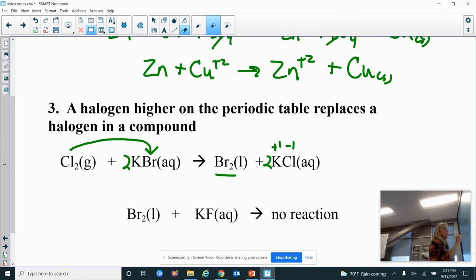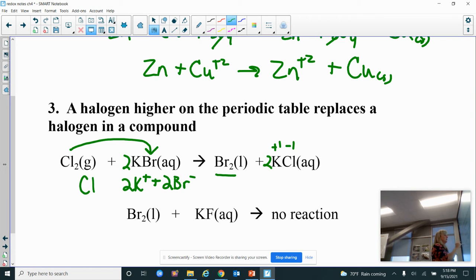Again, what do I see? Aqueous. What does that mean? It's breaking up into ions. So this is really 2K plus 2Br minus.